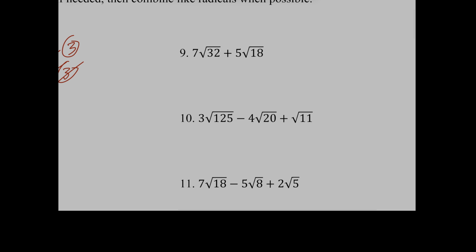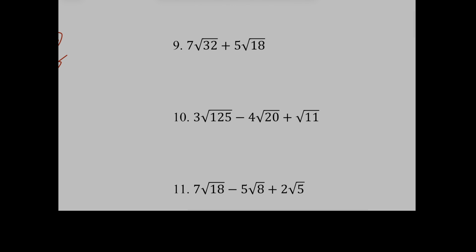Okay, so these are a little bit long and tedious, but stay with me, and I think you'll feel really good about them. 32 I have to break down, and that's going to break down to an 8 times 4. 8 is 2 times 2 times 2, and 4 is 2 times 2. Okay, so boom, boom, there's one. Boom, boom, there's another. And I'm left with a root 2. So 2 times 2 is 4. 4 times 7 is 28, root 2.